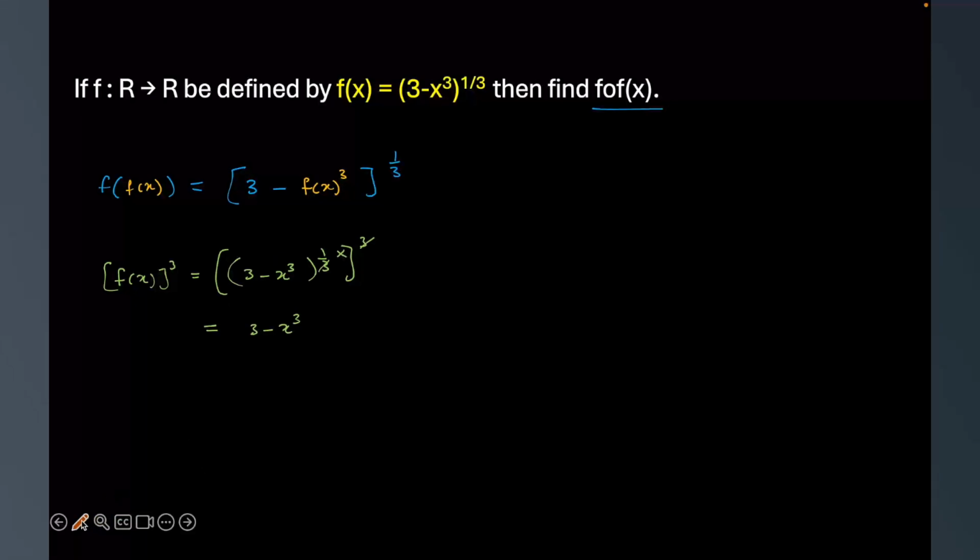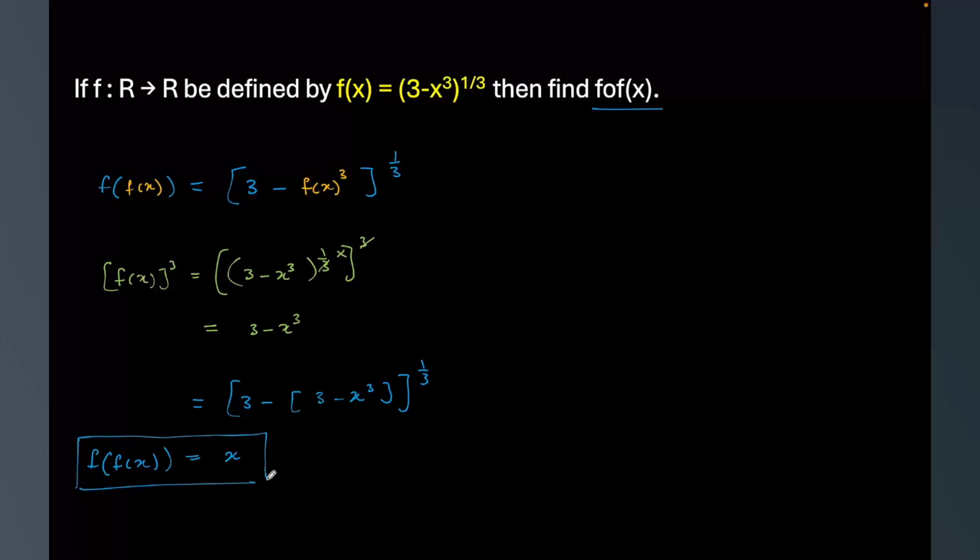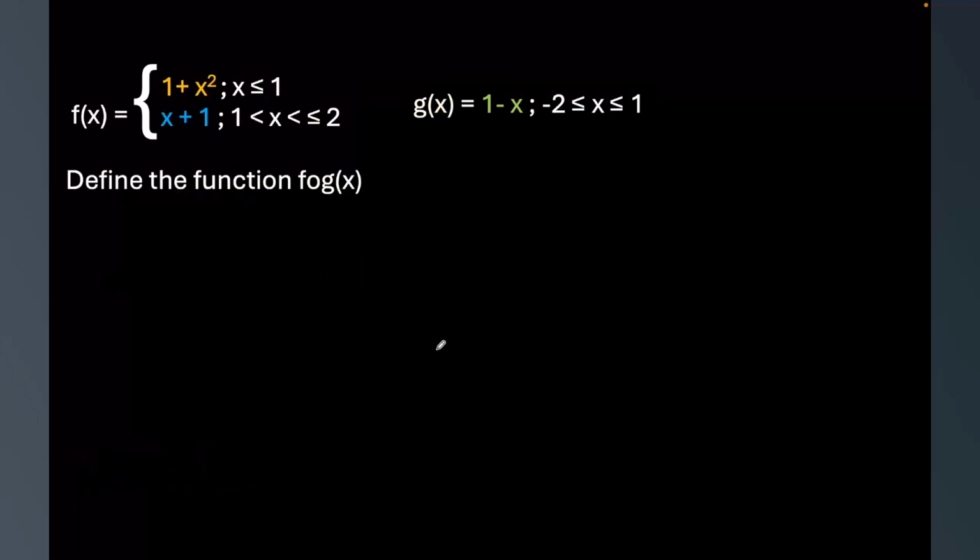Now if I put it back in the original composite function, what do I have? 3 minus x cubed raised to the power 1/3. Again, the 3 and 3 cancel out. I'm left with positive x cubed, and positive x cubed raised to the power 1/3 is just x itself. So my f of f of x is just x. Pretty simple. Yes, it got a little bit hairy. I hope it clears it up. You just have to focus on the individual components and then slowly open them up.